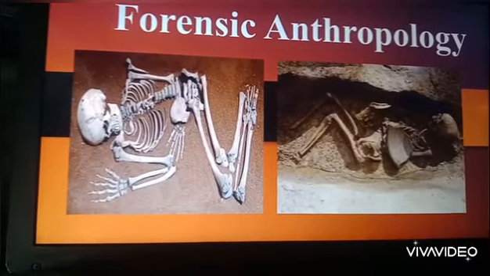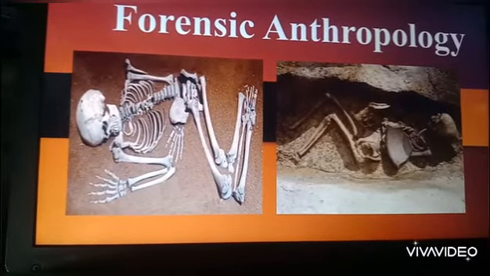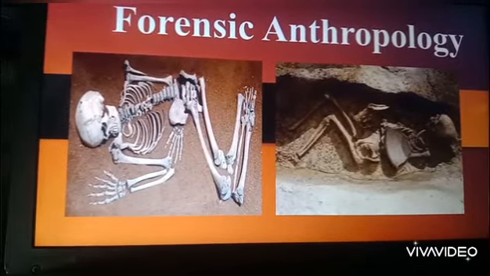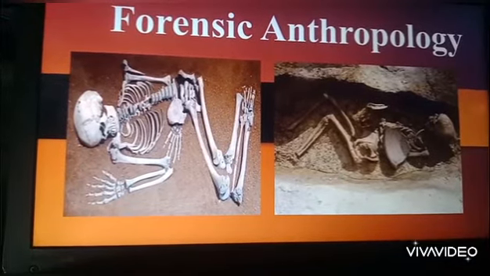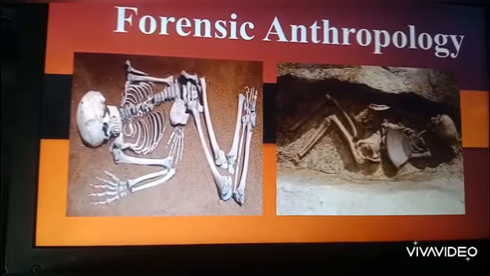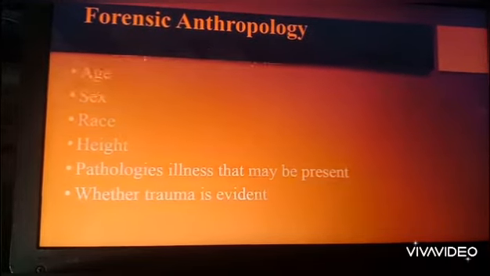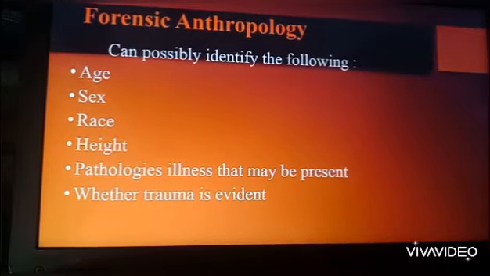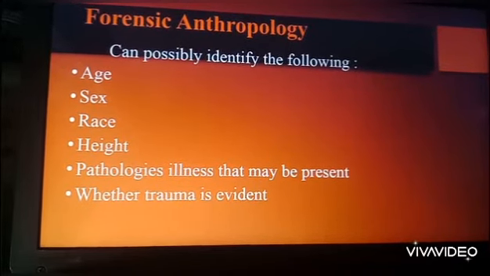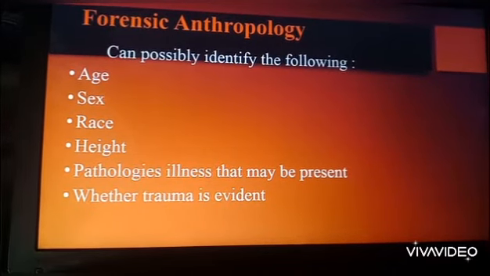Forensic anthropologists specialize in analyzing hard tissue such as bones. In addition, in the study of skeletonized human remains and the time of death, anthropology tries to establish the identity and the cause of death of an individual. Forensic anthropology can possibly identify the following: age, sex, race, height, pathologies that may be present, and whether trauma is evident.